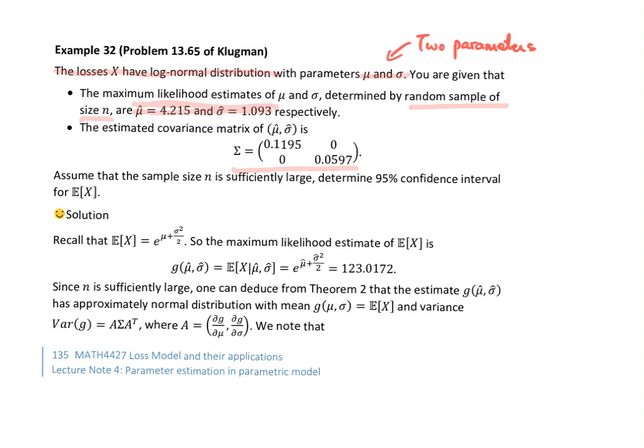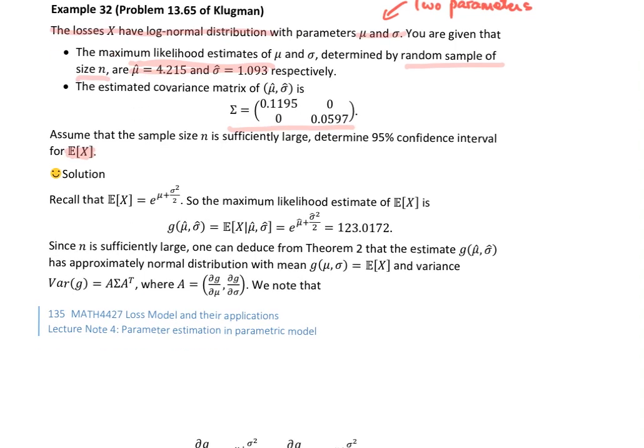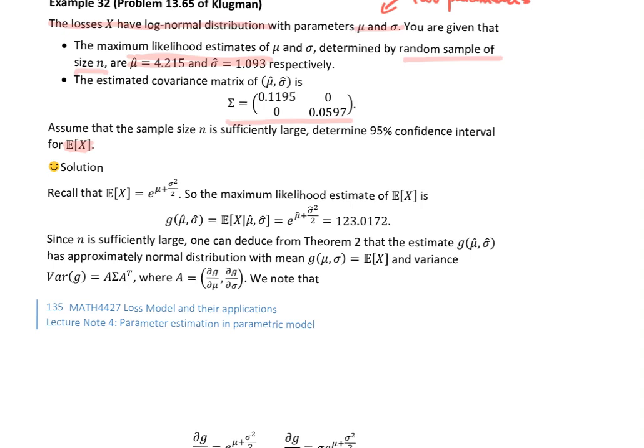Now this is the basic information, and what I want you to do is use this information, assuming that the sample size is sufficiently large, to obtain the 95% confidence interval for the expected value of S. So how do we do that using the delta method? Basically the procedure is the same as what we did for the single parameter case. First of all, you try to get the formula for the expected value of S.